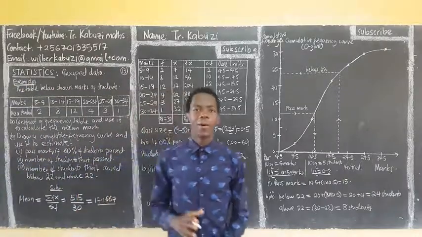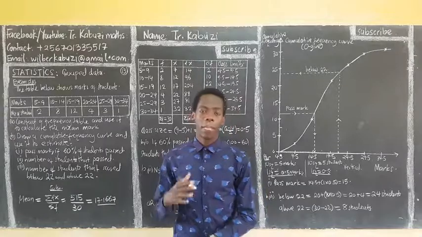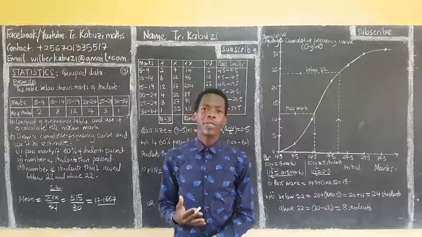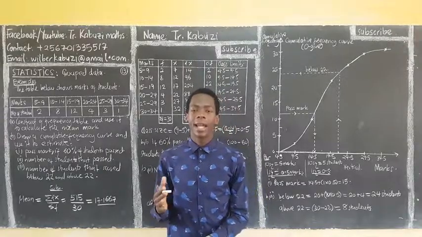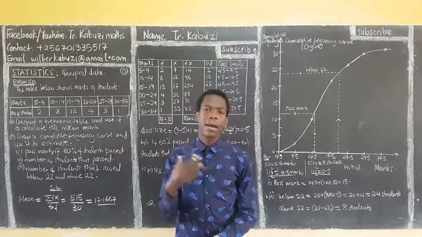Okay, so welcome members. Now we are going to use the cumulative frequency curve, or what we call the ogive, to see how we get a pass mark, how we get students that scored above this or below this.